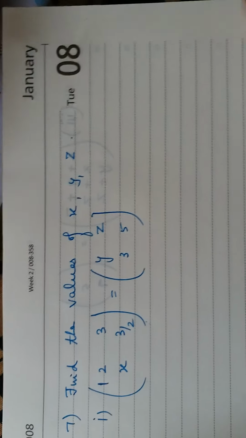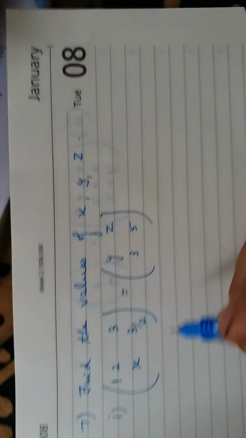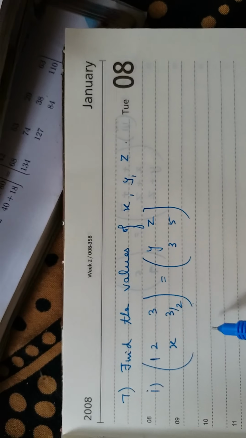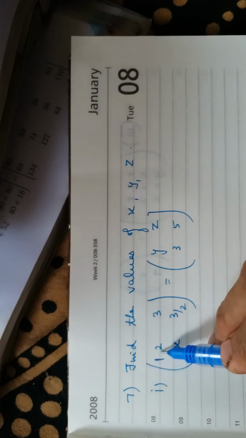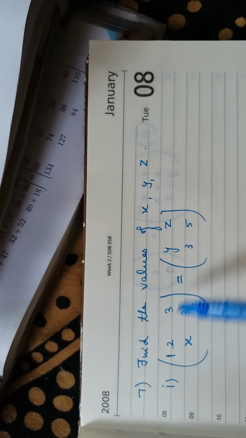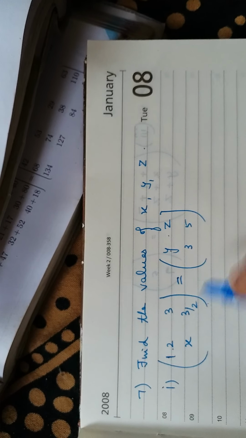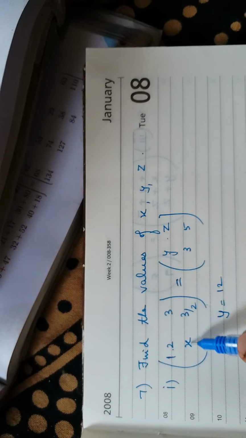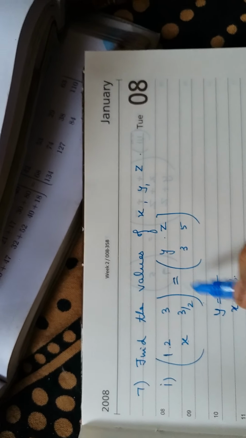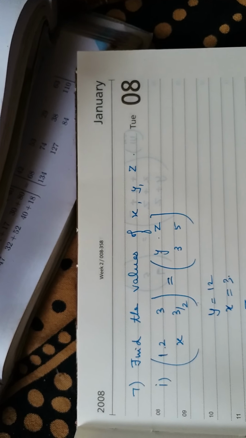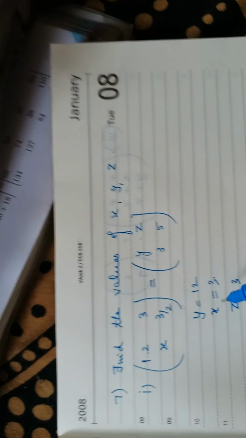Seventh sum, find the value of X, Y and Z. Here the matrix is given, you can equate the values. The corresponding values are equal. So Y is equal to 12, your X is equal to 3, your Z is equal to 3. So just compare the corresponding values and write the values.